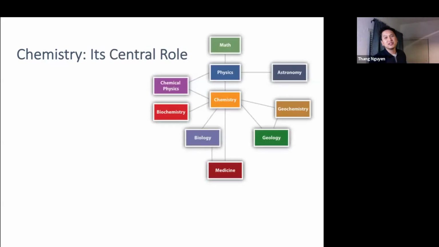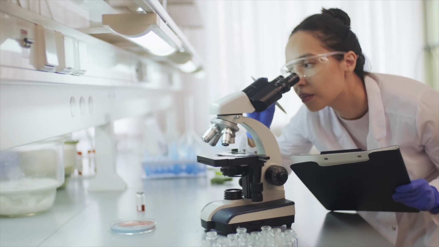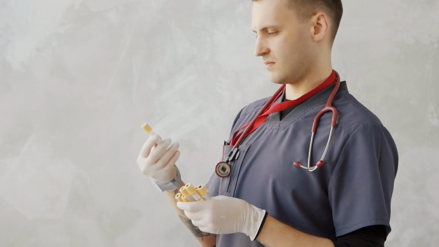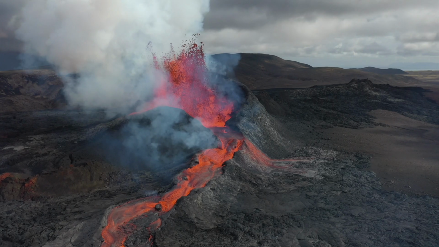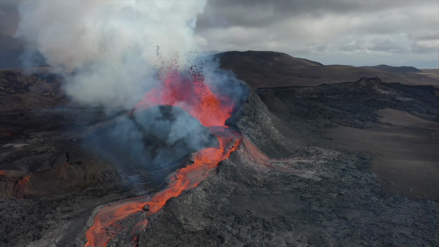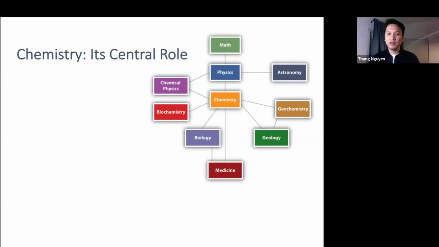Now, oftentimes chemistry is coined as the central science, and that's because all of these other sciences, all these other branches, have a foundation, or their understanding requires that you understand chemistry first in order to understand these other fields. For example, biology, right, or medicine or geology, you have to have an understanding of chemistry of the molecules involved in all those systems.